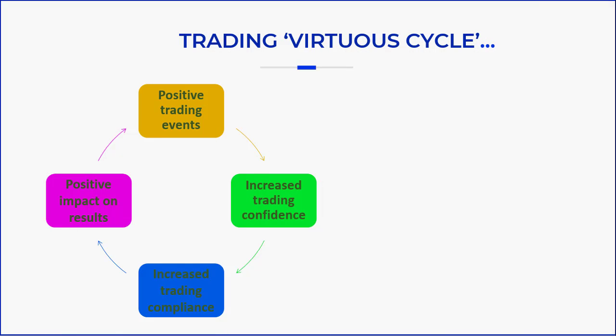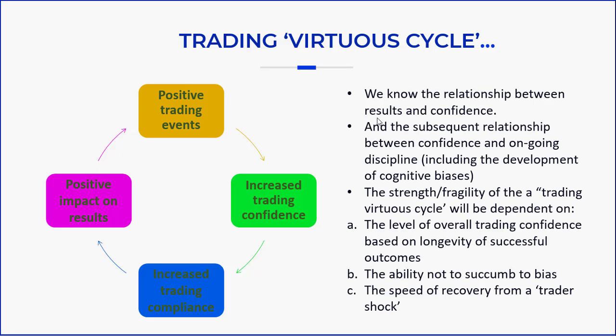A trading virtuous cycle is when we get positive trading events which increase our trading confidence, increase our trading compliance or discipline, because the relationship between confidence and compliance is absolute, and that has a positive impact on results. And this cycle continues and continues, and these lines get stronger and stronger as we develop as a trader. So that subsequent relationship between confidence and ongoing discipline, including the development or management of cognitive biases, is critical to this.